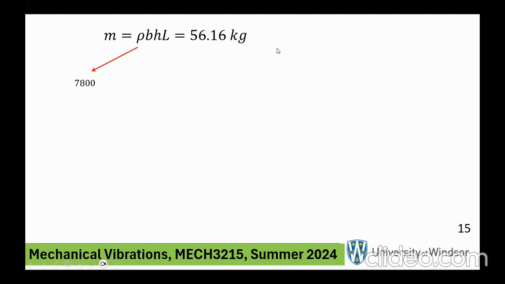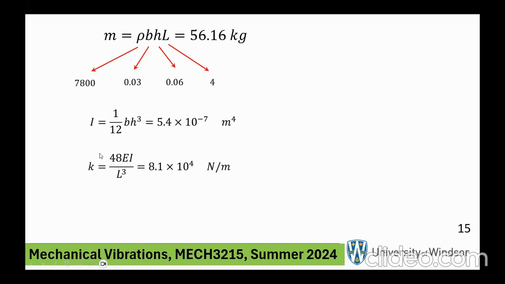The density is 7,800 kilograms per cubic meter. The dimensions, the width and the height of the beam, are given in meters, so 3 centimeters and 6 centimeters in meters. This was 4 meters, and this is what we get. Now, the beam is bending about the taller axis, so it's going to be B H cubed over 12. Make sure you know what B is, the width, and H is the height. So you just plug that in. This is the moment of inertia about the axis coming through the center of mass of the beam.